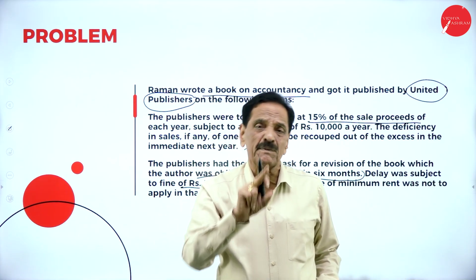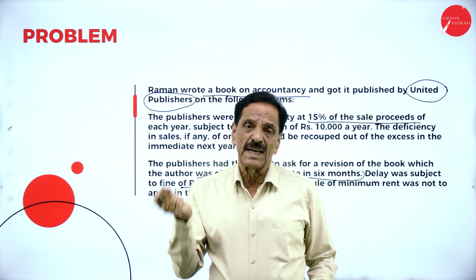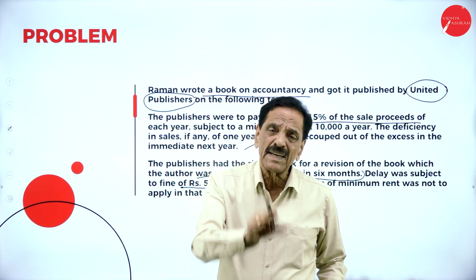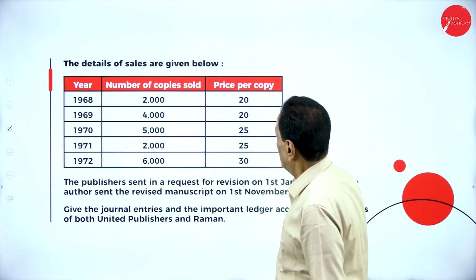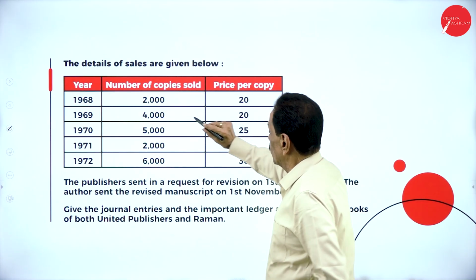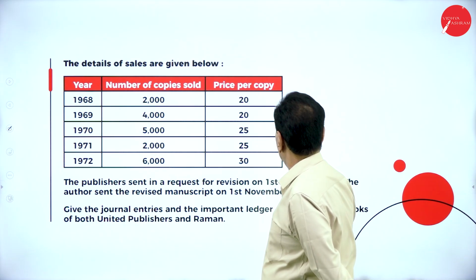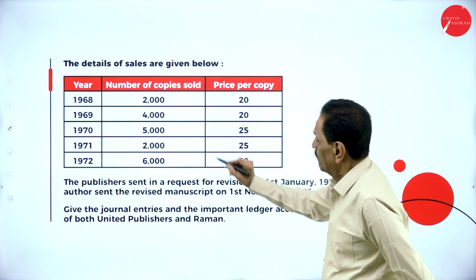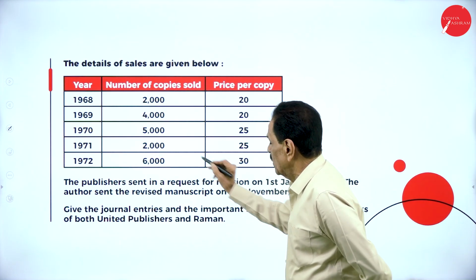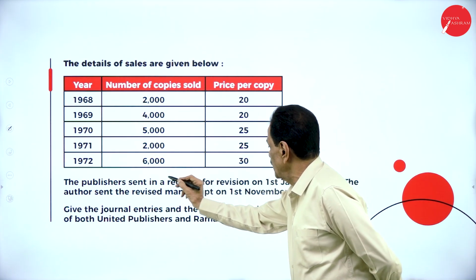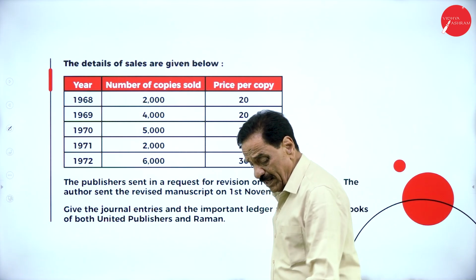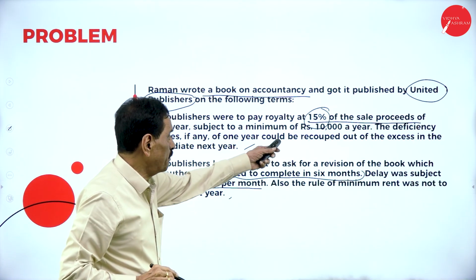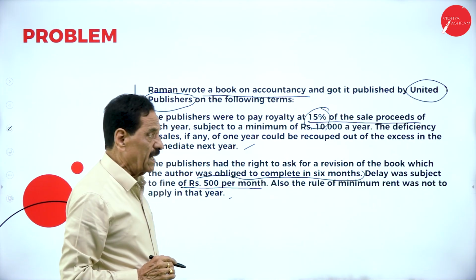Now, I am solving the problem without raising the minimum rent. Directly we go with the Raman account. Previously, we were taking the minimum rent account. Here, I am not doing the minimum rent account. Directly go to the author account. Here, number of copies sold 2,000, price per copy 20; 4,000, price per copy 20; 5,000 at 25; 2,000 at 25; 6,000 at 30. Here he says, this is important. The publisher wants to pay 15% on the sale as a royalty.